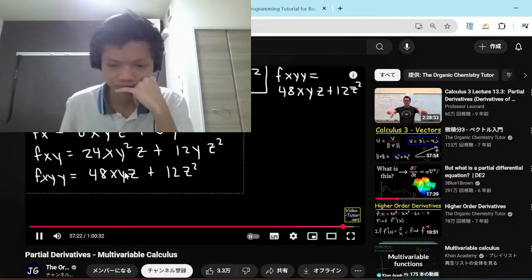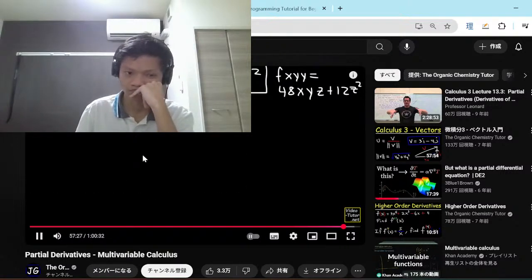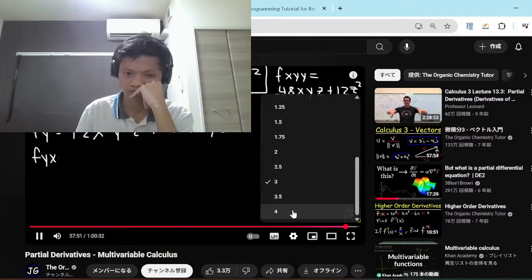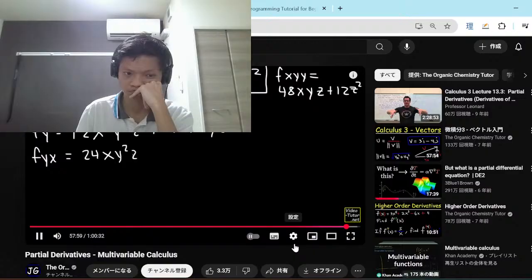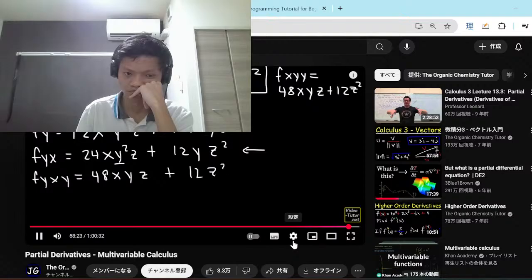We'll compare later. So now let's find f_yxy. First let's find f_y. The derivative of y cubed is 3y squared times 4. So that's 12x squared y squared z. And the derivative of y squared is 2y times 6, which is 12xy z squared. Now let's differentiate that function with respect to x. The derivative of x squared is 2x. So 12x squared is 24x times y squared z. And the derivative of 12x is just 12y z squared. Now let's differentiate this function with respect to y. The derivative of y squared is 2y times 24, that's 48x y z, plus the derivative of 12y is 12. So notice that these two are the same.